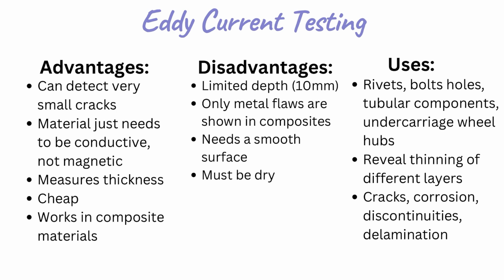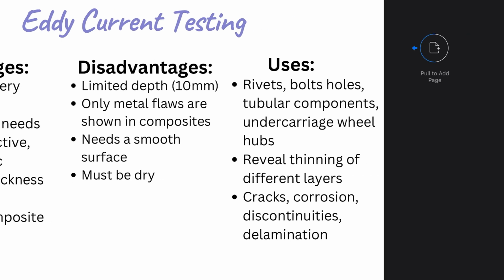You can use it for rivets, bolt holes, tubular components, so something that's round, maybe undercarriage wheel hubs, so those are smooth wheel hubs that are fairly thin that may be subject to cracking forces if they experience some fatigue from extended use. It also reveals thinning of different layers, so if you've got different layers with different metals, it can reveal the thinning between them. And it can also reveal cracks, corrosion, discontinuities, and delamination within composite materials.